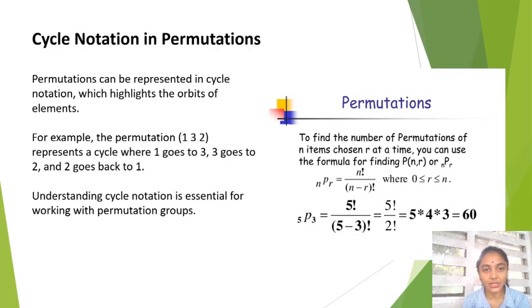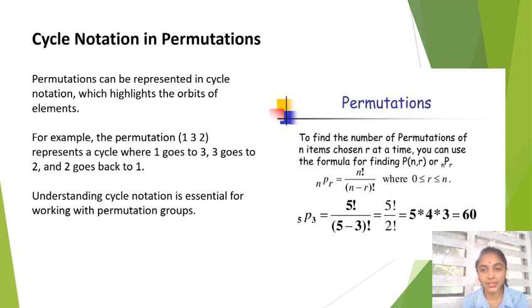Cyclic notation in permutations. Permutations can be represented in cyclic notation, which highlights the orbits of elements. For example, the permutation (1 3 2) is a cycle where 1 goes to 3, 3 goes to 2, and 2 goes back to 1. Understanding cyclic notation is essential for working with permutation groups.